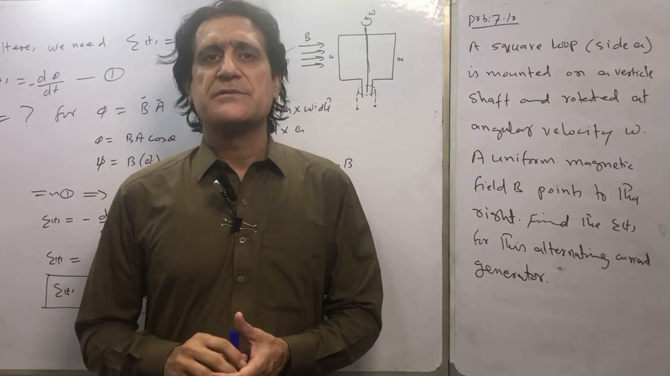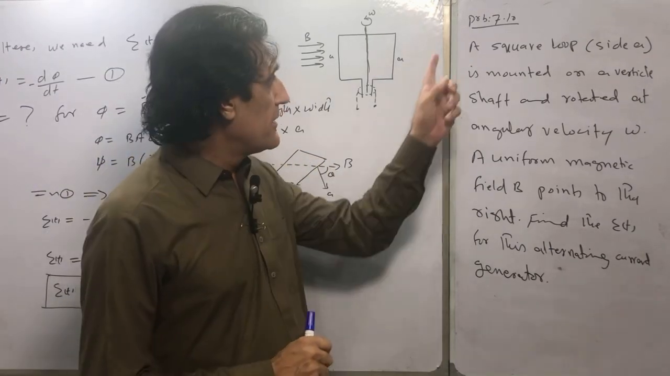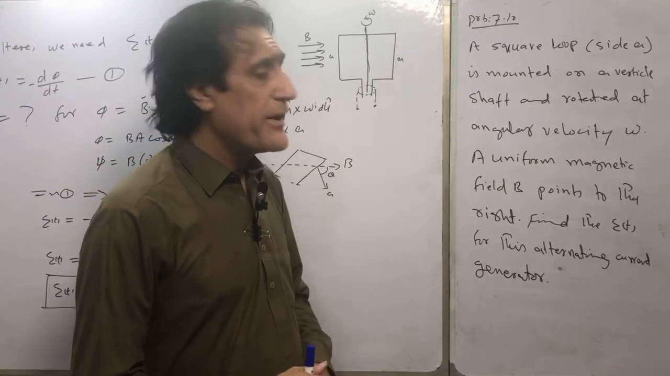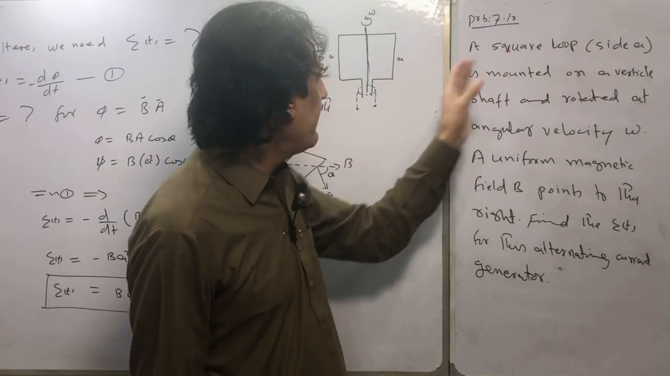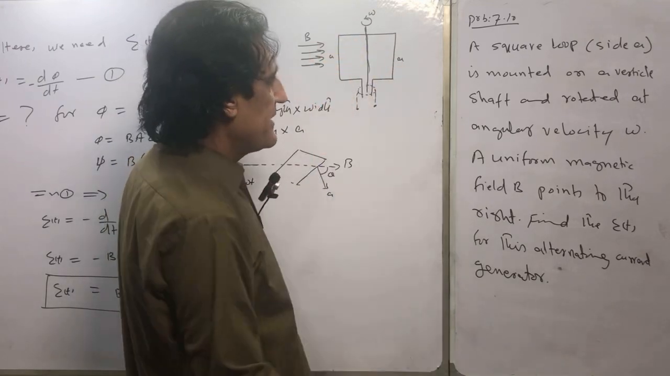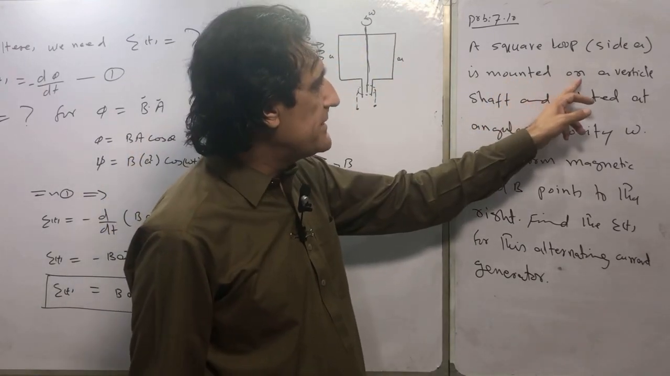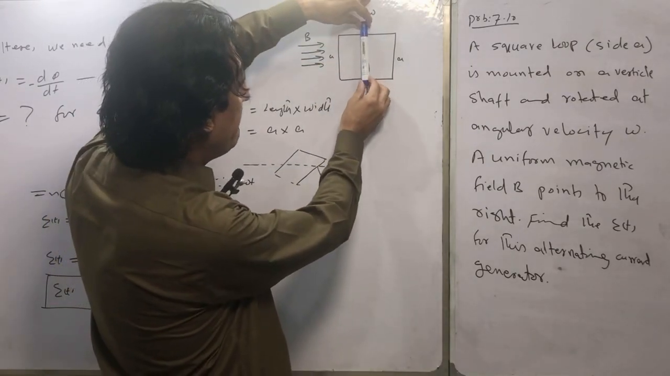Today, I want to discuss some problems related to chapter number 7. So, this problem is 7.10. A square loop of side A. This is a square loop. Each side is A, and it is mounted on a vertical shaft.